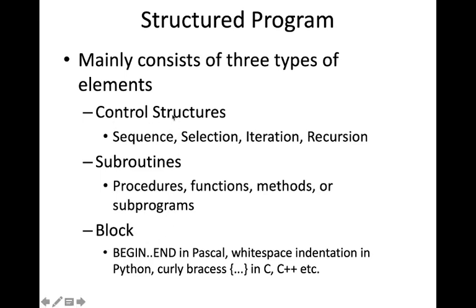So these are the three main elements in a structured program. One is control structure, which has sequence, selection, iteration and recursion. Mainly it has sequence, selection and iteration. Recursion can be considered as iteration itself. Then we have subroutines, that is functions, procedures, methods. In Java it is called methods. In Python we have methods. In different languages we call them by different names. In Pascal we call them procedures.